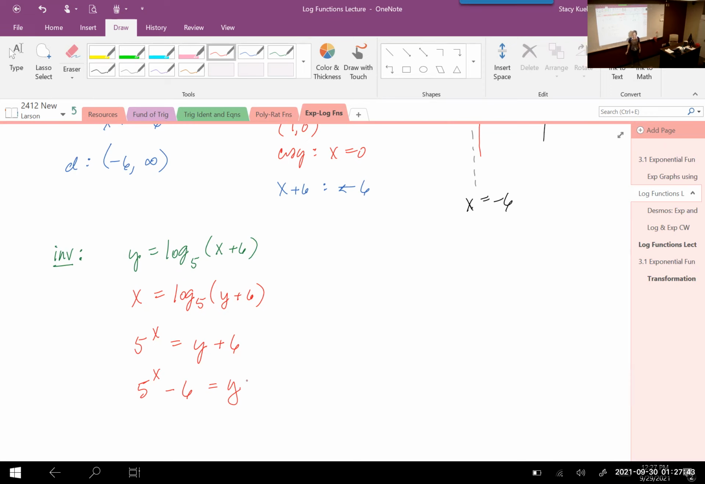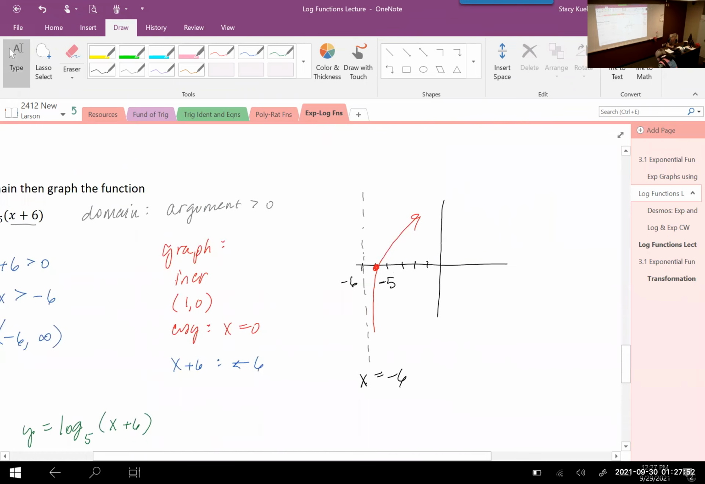What does this minus 6 do? Moves it down, doesn't it? Moves it down. All right, let's see if we can graph it over here on the same thing. See what that would look like. 1, 2, 3, 4, 5, 6. So we moved our horizontal asymptote.